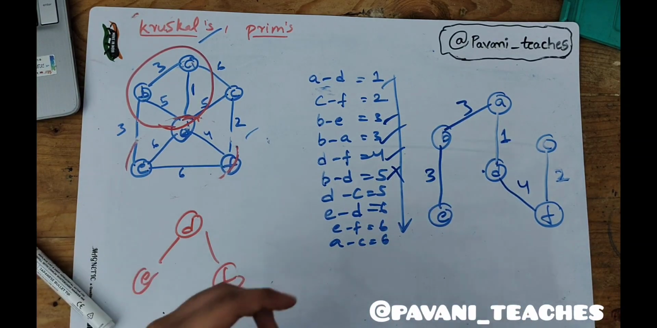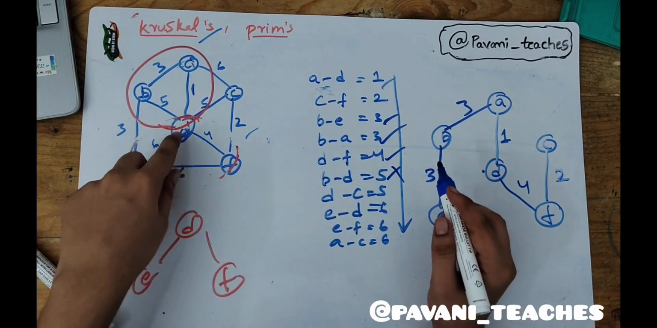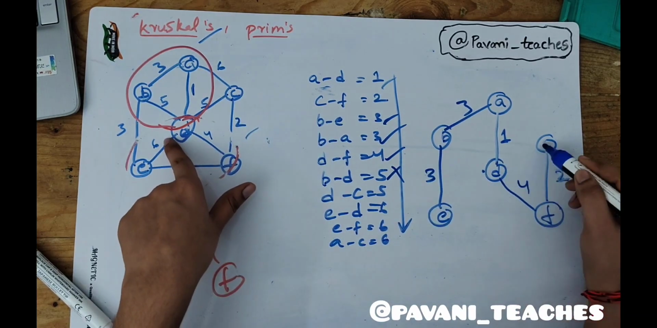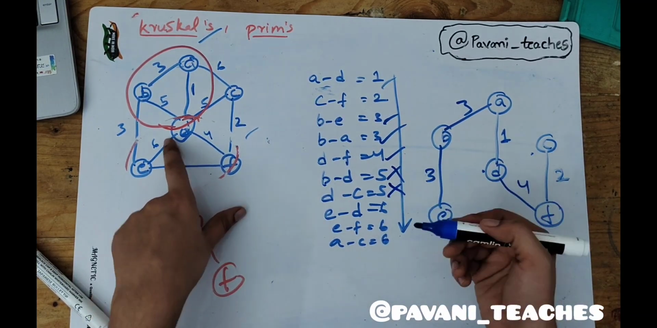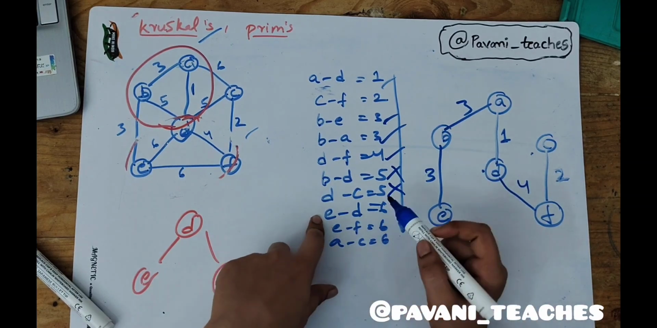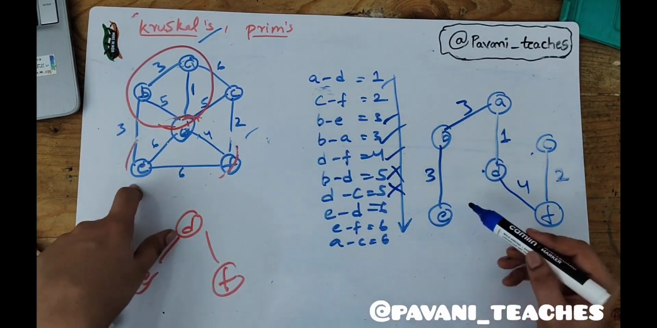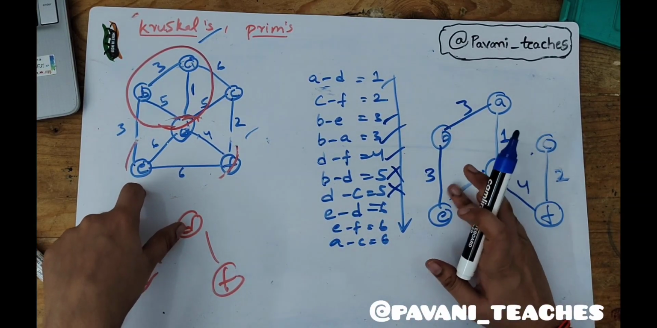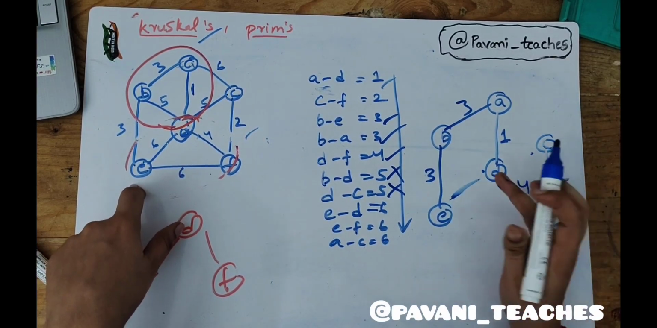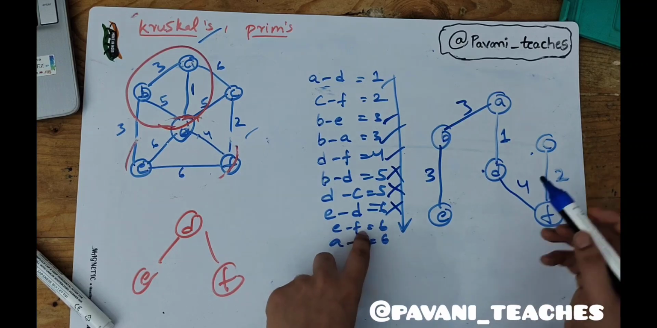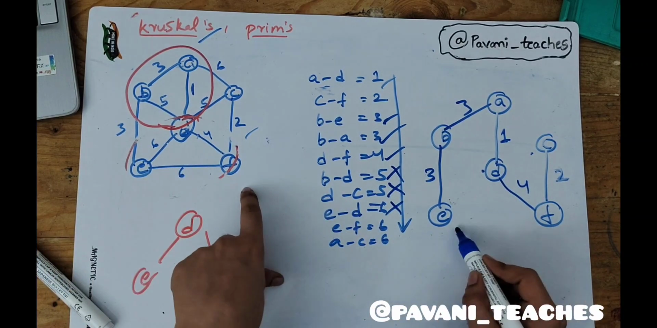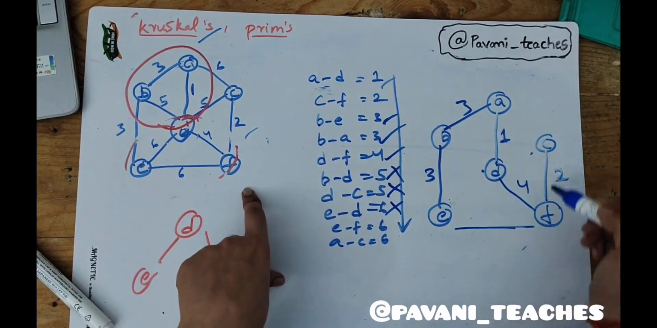Then what was the next? D to C. Even this is forming a cycle if we connect it, so we are not taking this. Then we'll go further. E to D. We cannot connect because it is forming a cycle. So we are not taking this edge. Next, E to F. No, we cannot because it is forming a cycle.